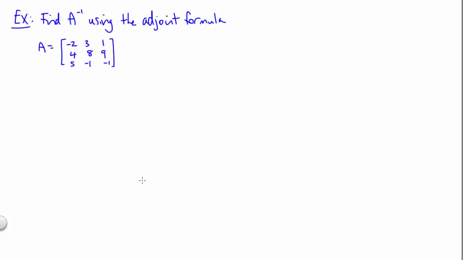In this video, we'll look at the adjoint formula for an inverse matrix. The problem is to find A inverse using that adjoint formula. Well, the formula says that A inverse is equal to 1 over the determinant of A times a certain matrix called the adjoint of A. So let's do a little recap to see exactly how that adjoint is defined.